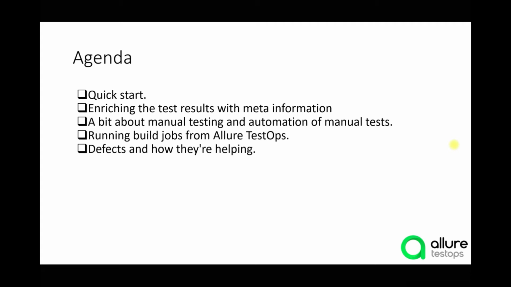Then we will talk about the defects, how they help people to save time again, and how we manage the life cycle of the defects based on the life cycle of an issue, for example, in some issue test management system. And we will talk about dashboards, analytics, and widgets that are in Allure TestOps and how we use them and how they could help people to understand what is happening.